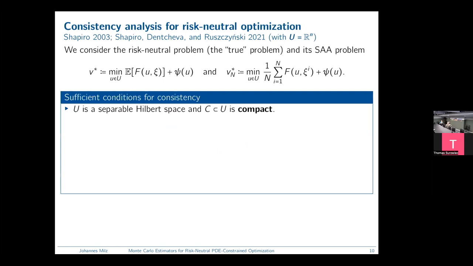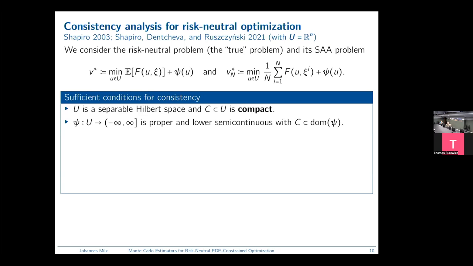The first one is that U is a separable Hilbert space. It can also be a Banach space; it doesn't matter too much. What is important for us is that we are given a compact subset of our potentially infinite-dimensional space. We impose three conditions on this compact subset. This psi here is used to model constraints, for example, so it should be proper and lower semicontinuous. And we require this compact subset to be contained in the domain of psi. This is an okay assumption.